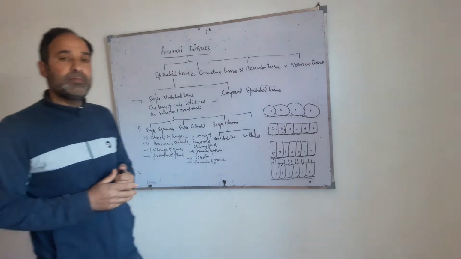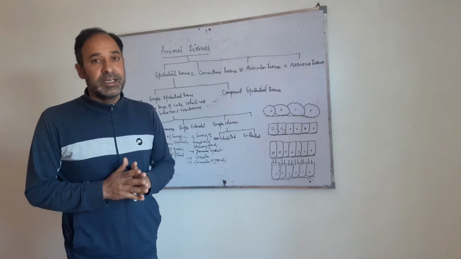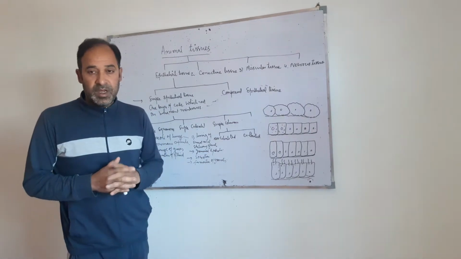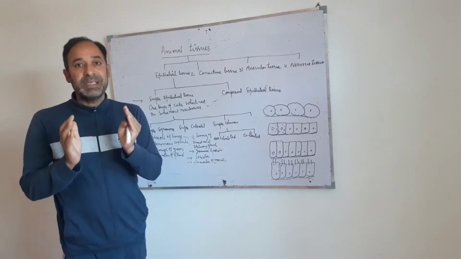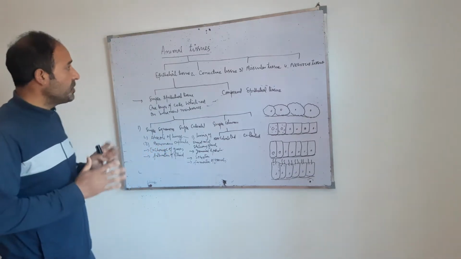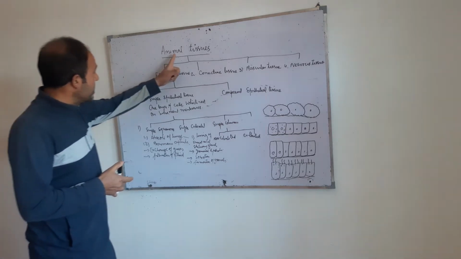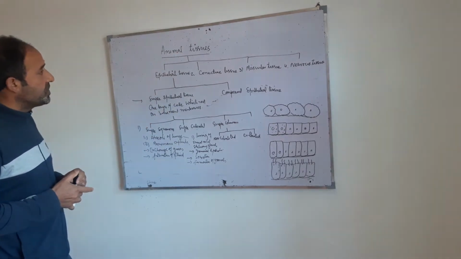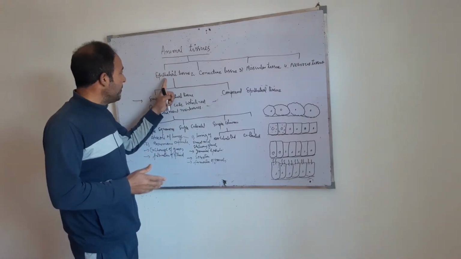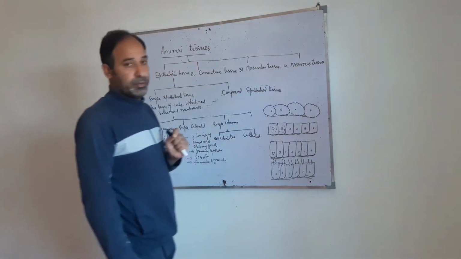And what is a tissue? Let's first see what a tissue is. A tissue is a group of cells performing a similar function, the same kind of function. We call it animal tissue, and this animal tissue has been divided or classified into 4 tissues: epithelial tissue, connective tissue, muscular tissue, and nervous tissue.